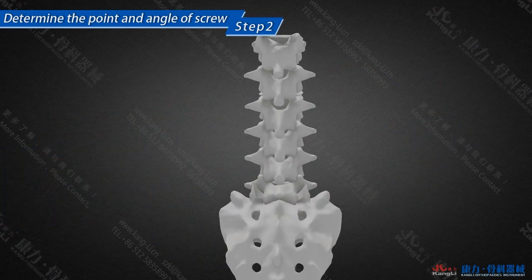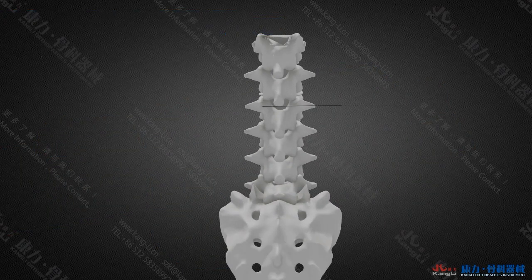Step 2. Determine the point and angle of the screw. The point for implanting the L1 to L3 pedicle screw is the intersection of the transverse process middle horizontal line and the outer vertical line of the superior articular process. For the angle, the screw should be at a 5 to 10 degree angle with the sagittal plane and parallel to the horizontal plane, which is perpendicular to the gravity line of the spine.